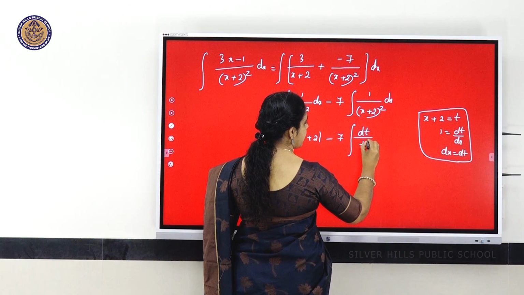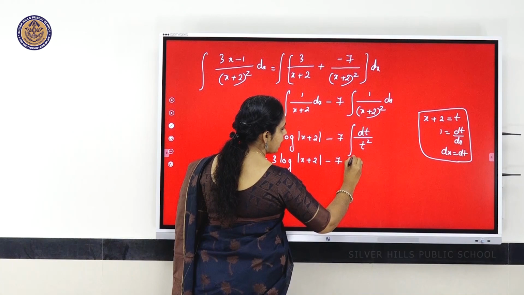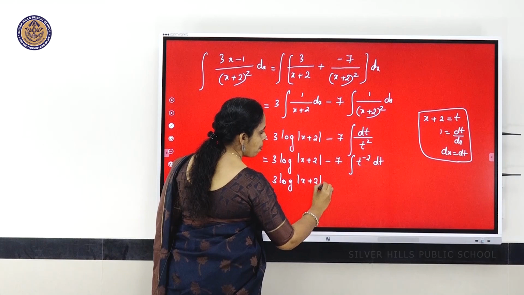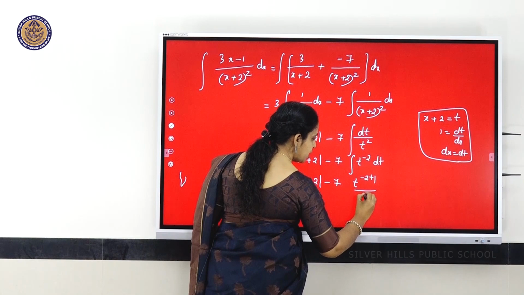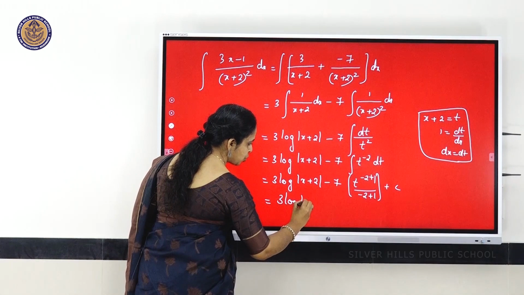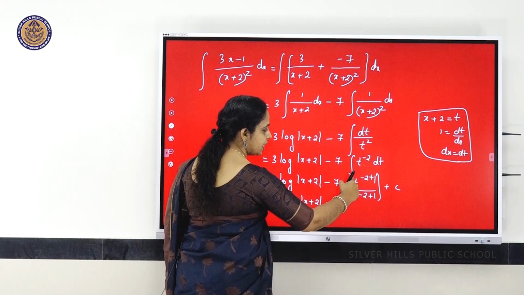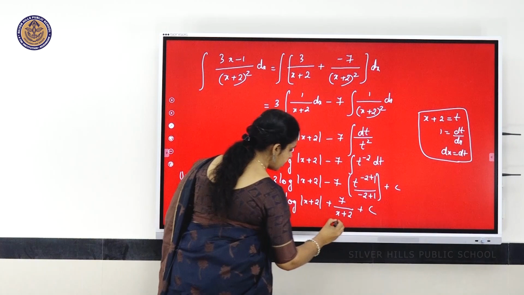So, equal to 3 into log (x plus 2) minus 7 integral t raised to minus 2 dt, which is 3 log (x plus 2) minus 7 times t raised to minus 2 plus 1 by minus 2 plus 1, plus constant. From here a negative comes, the negative and this negative becomes positive: 3 log (x plus 2) plus 7, then t raised to minus 1, that means 1 by t. What was t? x plus 2. So, 7 divided by (x plus 2) plus c, the final answer.